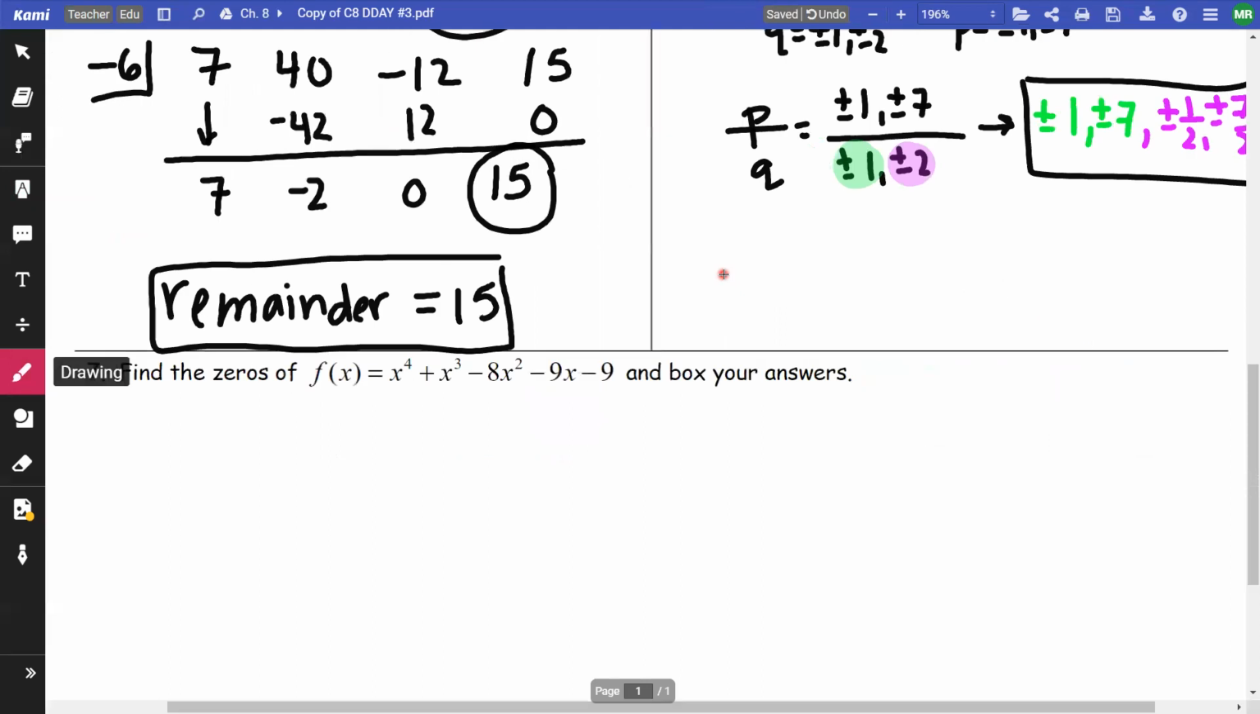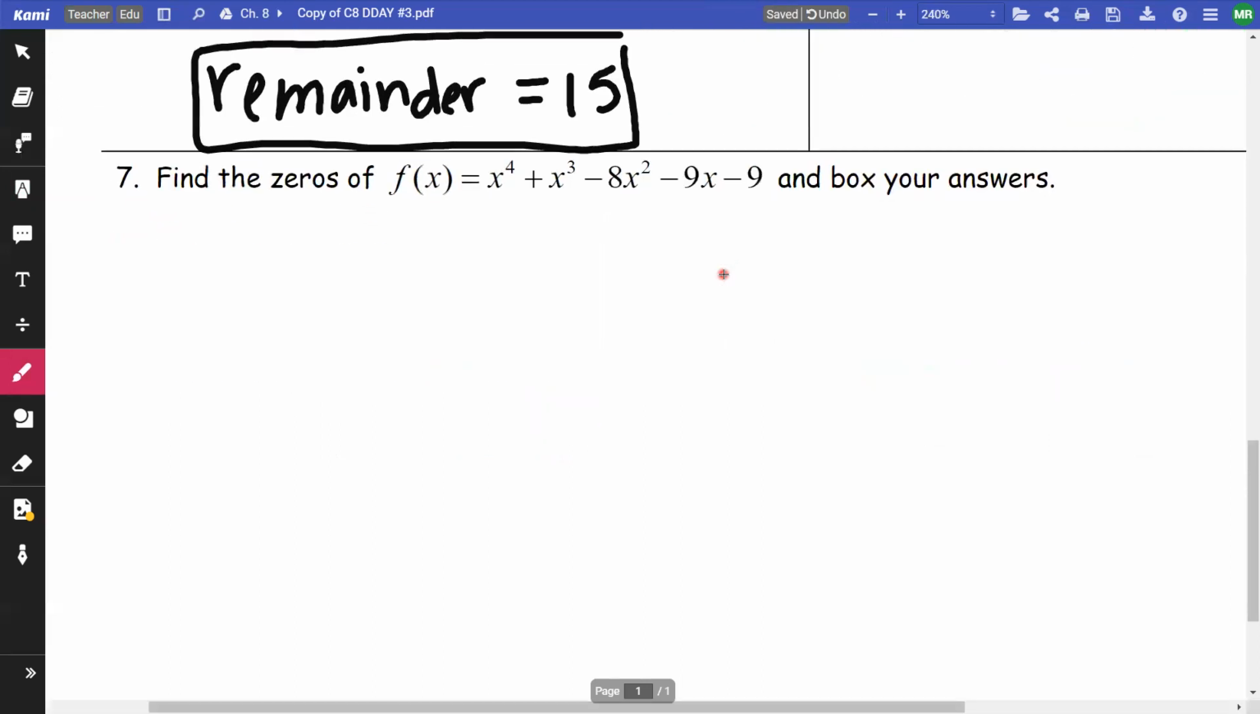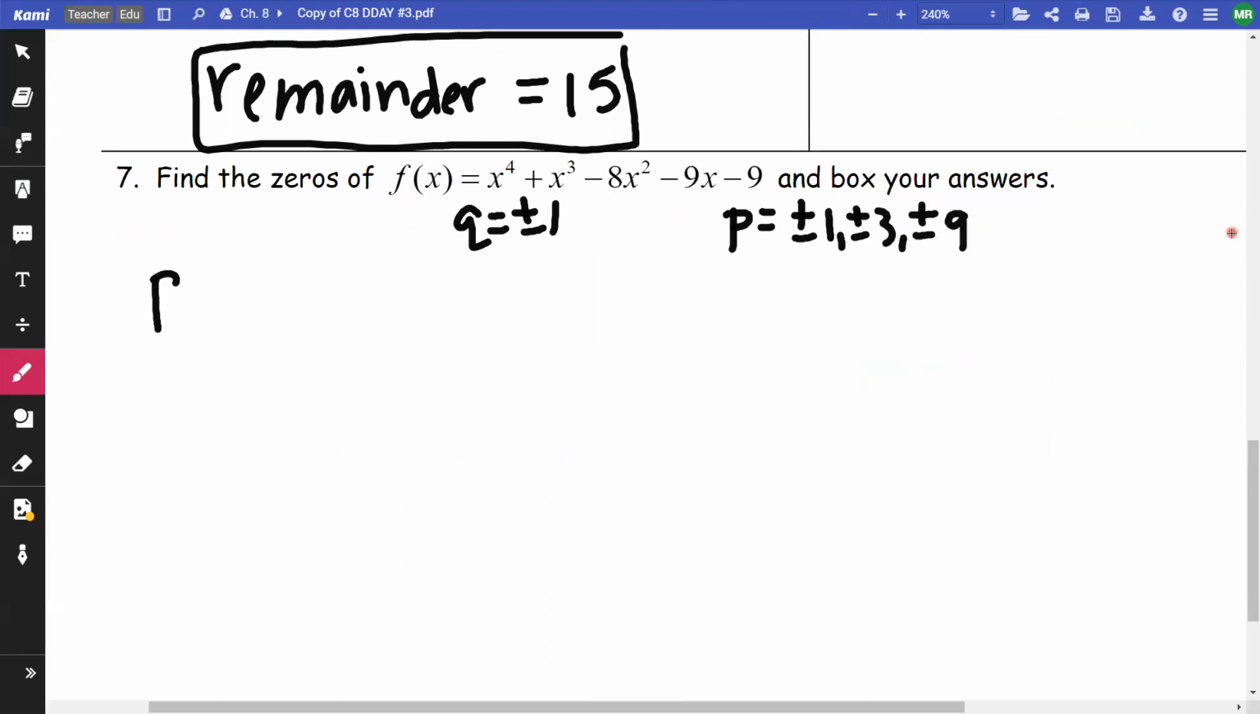Number 7, find the zeros of x to the 4th plus x to the 3rd minus 8x squared minus 9x minus 9. Looking at my q, it's just going to be ±1. My p are going to be factors of 9, which are ±1, ±3, ±9. So my choices are going to be ±1, ±3, ±9.